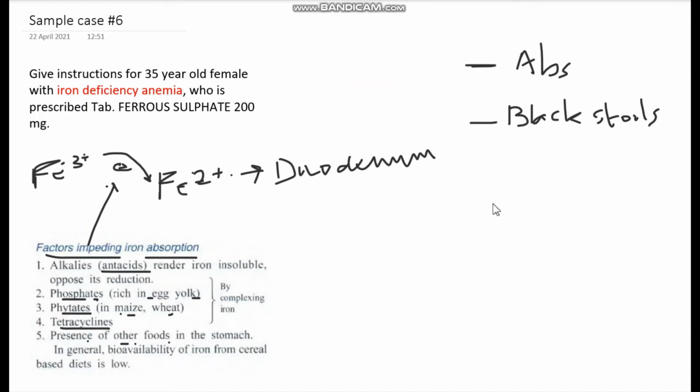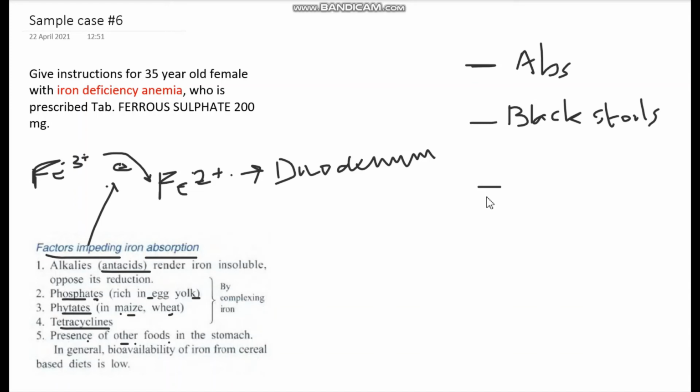The second thing was black stools. And the third thing is, even after maybe a 1 month or a 2 month therapy, you will bring about the complete blood reports again, and you will find out that the patient has improved upon their anemia and the hemoglobin has almost come to normal. The patient will still be told to continue the drug for 3 more months or 2 more months.